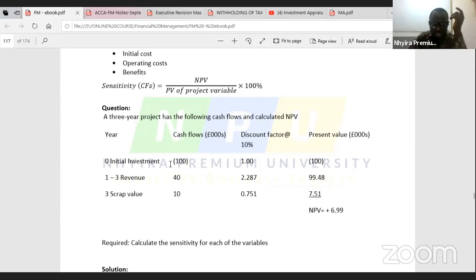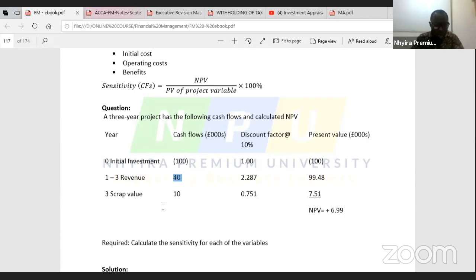For instance, the initial investment we are saying is 100,000 pounds. What happens if, when we are ready to undertake the project, the initial investment increases to 150,000 pounds or 120,000 pounds? What will happen to the NPV? That is what the sensitivity analysis is about. How about the revenue, where we are saying every year we will have 40,000 pounds? What if we start selling and we are not getting 40,000 pounds but, let's say, 30,000 pounds? What will be the effect on the NPV?